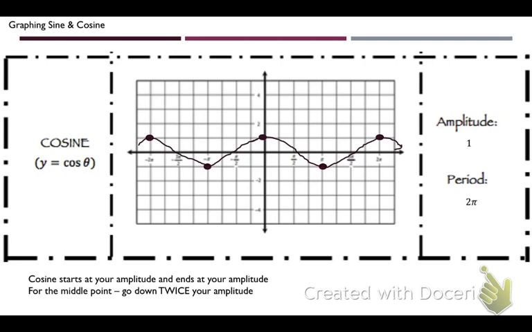So sine starts at 0, or starts at your origin. First, last, and middle are the same. You go up and you go down. It looks like an S. Cosine, you start at your amplitude, end at your amplitude, go to the middle, go down twice your amplitude. Those look like ovaries. Okay?